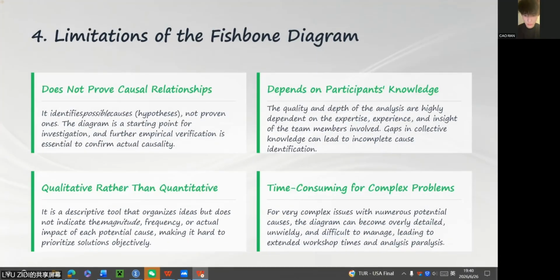So for limitations, however, it also has some problems. First, it only suggests possible causes and cannot prove them. Second, the result depends on the knowledge and experience of the participants. Third, it is a qualitative tool, so it cannot measure the importance of each cause. Finally, for a very complicated problem, creating the diagram can take a lot of time.